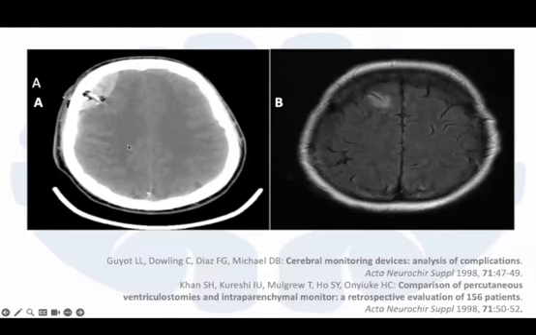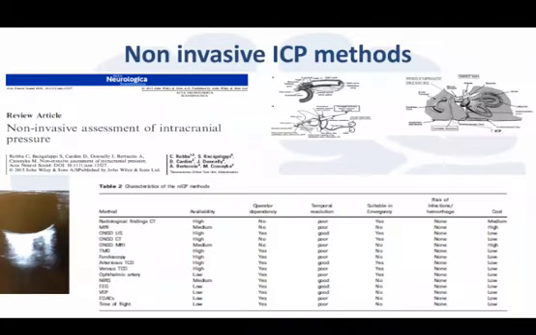So in some cases we can have some side effect, bleeding, or maybe the patient may have a coagulopathy and it is too risky to put an invasive ICP monitoring. So there are really a lot of non-invasive intracranial pressure methods that can be used at present. This is a review which describes all of them.